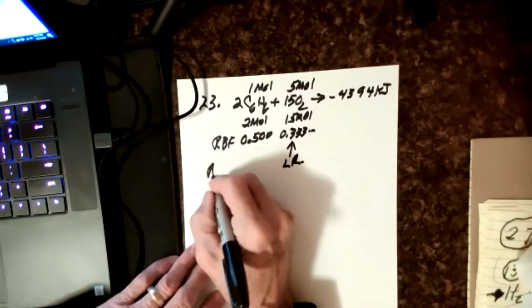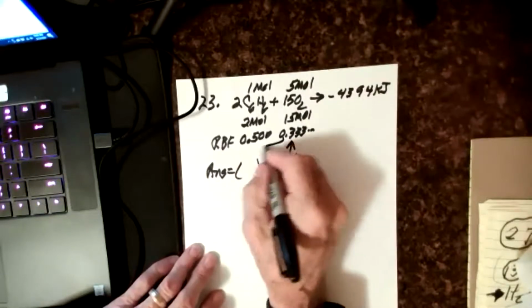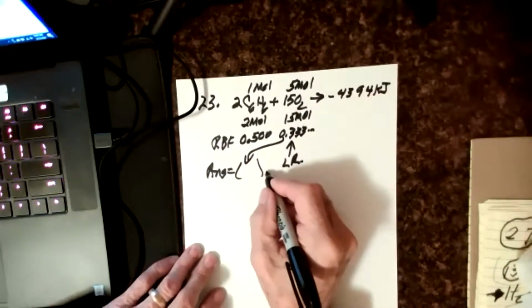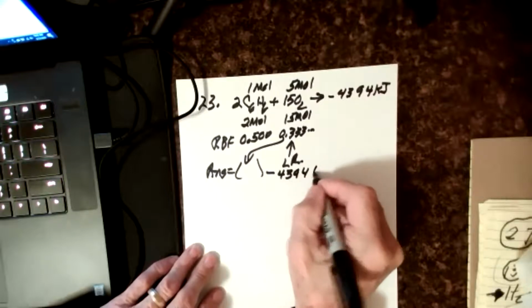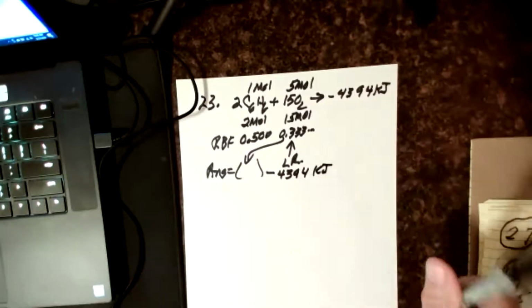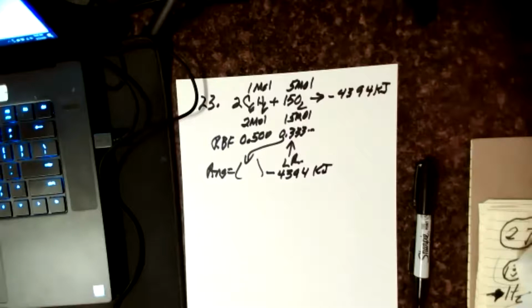My answer is going to be equal to the rebalancing factor, which we got there, multiplied by the heat, which we have up there, minus 4394 kilojoules. And so let's do the math. So I'm going to take 1 and divide, well, go ahead, 5 divided by 15. I know what that's going to be. It did come out that right? And then times minus 4394.